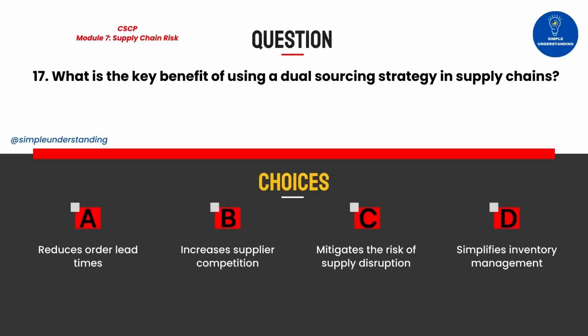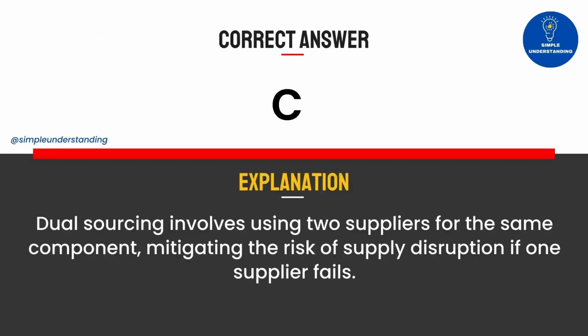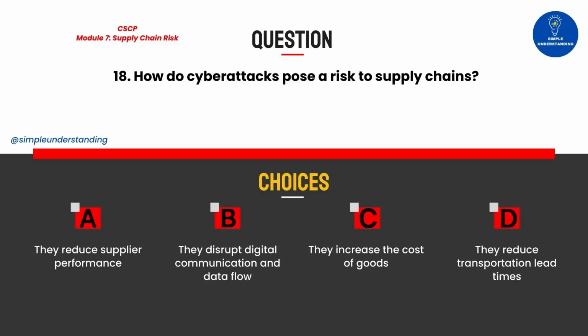17. What is the key benefit of using a dual sourcing strategy in supply chains? A. Reduces order lead times. B. Increases supplier competition. C. Mitigates the risk of supply disruption. D. Simplifies inventory management. Correct answer C. Explanation. Dual sourcing involves using two suppliers for the same component, mitigating the risk of supply disruption if one supplier fails.